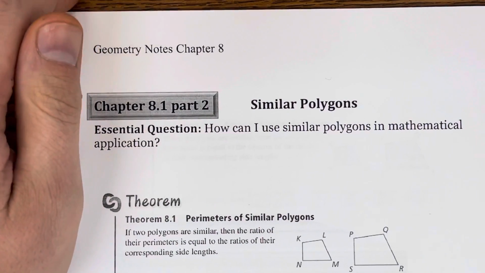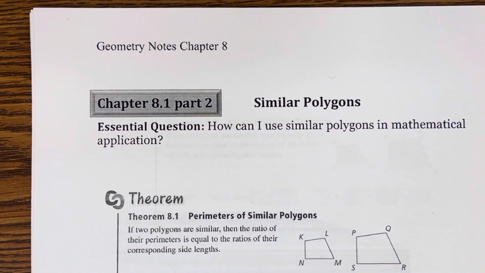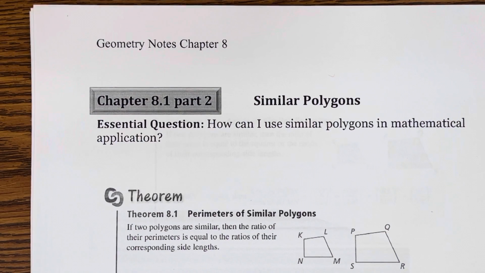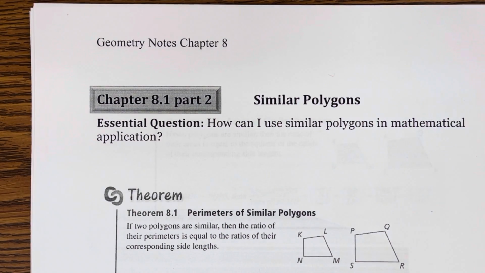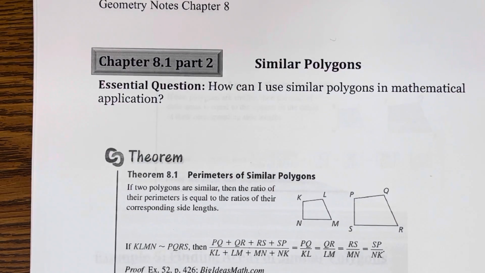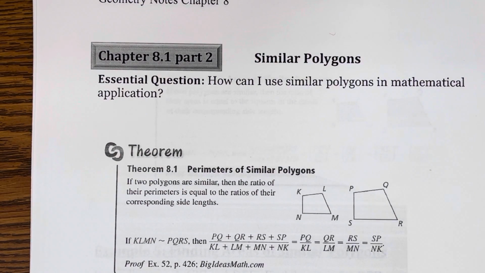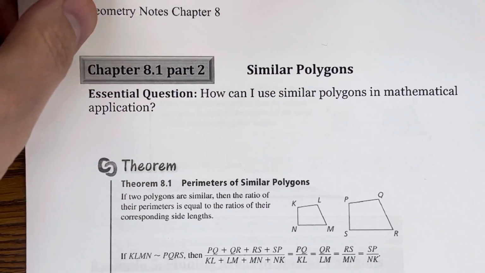The perimeters of similar polygons are going to be in the same ratio as their corresponding side lengths. So if we can find the scale factor of the two polygons, then we can also find the perimeter of the polygons if we know one of the perimeters. That's helpful if I just know one of the sides and the scale factor, then I could use that to find the perimeter. And we'll also be able to use this scale factor in order to find the area of similar polygons.